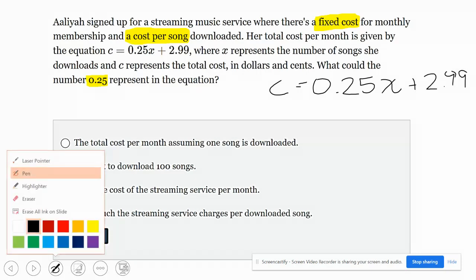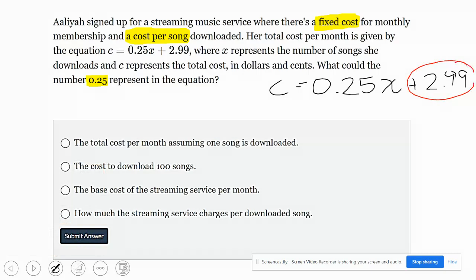Okay, so we know that this $2.99 is our constant. That's our fixed rate. That's not going to change. So that is going to be the fixed cost for the month. We also have this 0.25 here, and because it's right next to our variable, we know that's our rate of change.